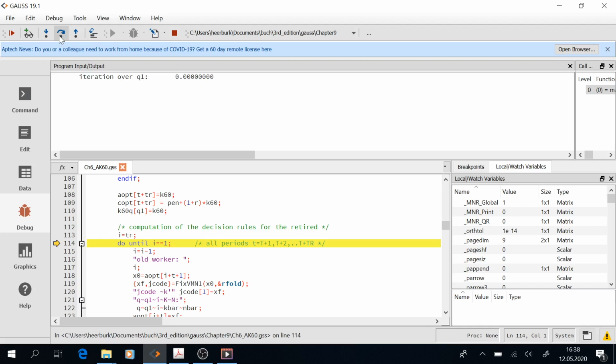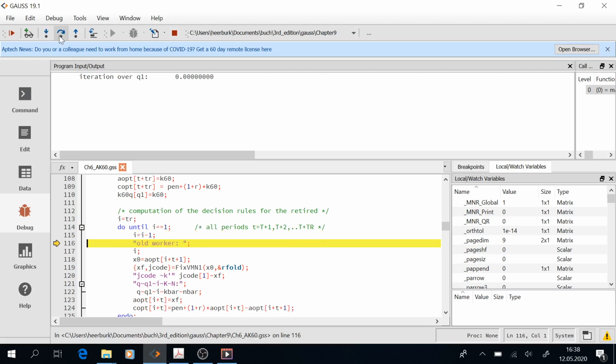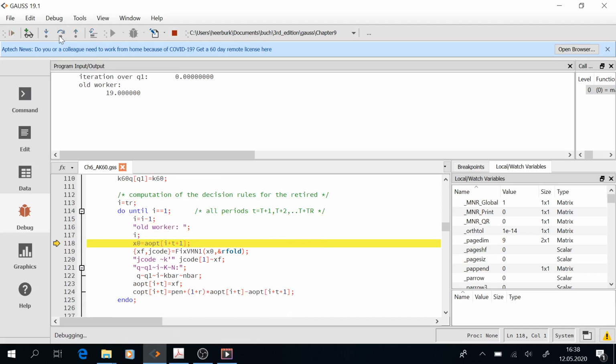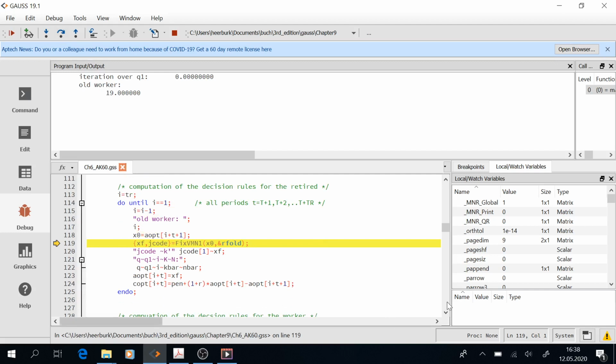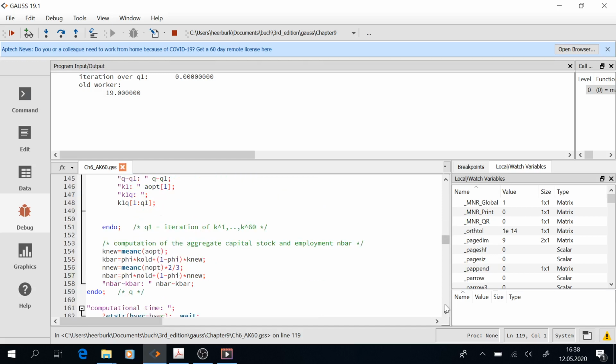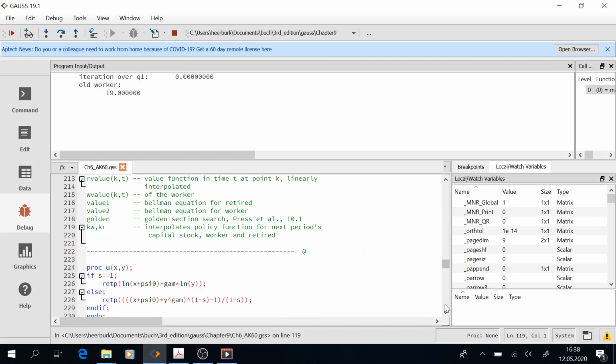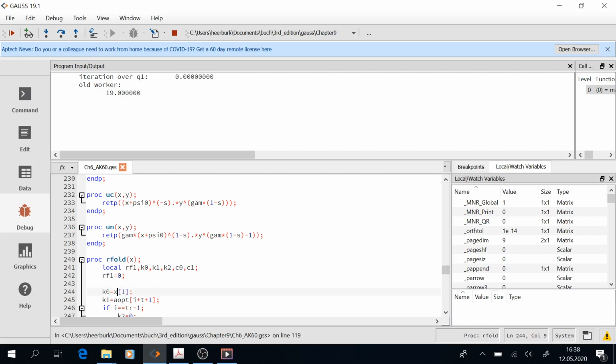We can compute K59 from the first Euler equation, as I just have pointed out. And we do this in the nonlinear equation RFO. This stands for residual function of the old agent. So let's jump into this nonlinear equation and get to this old agent here.